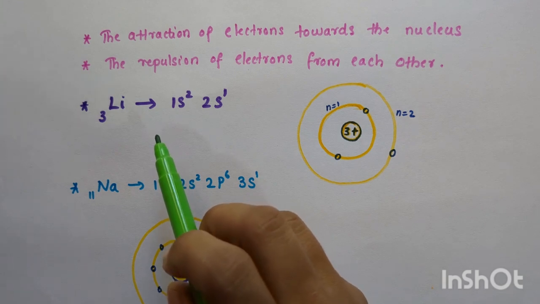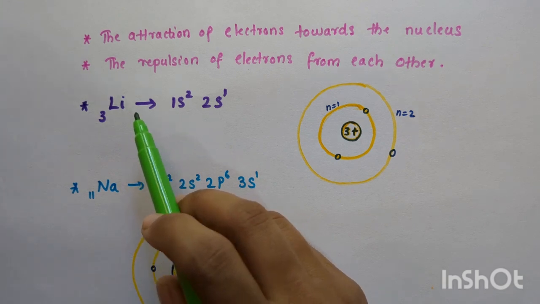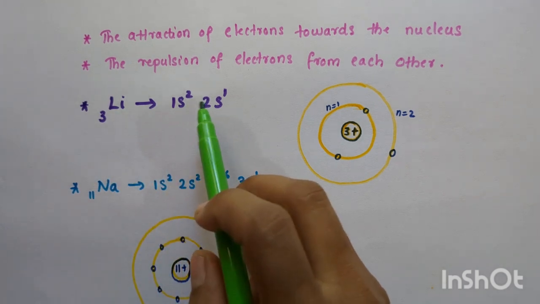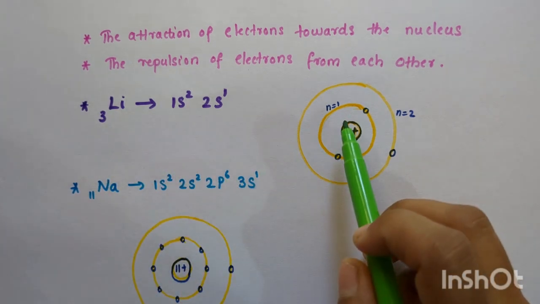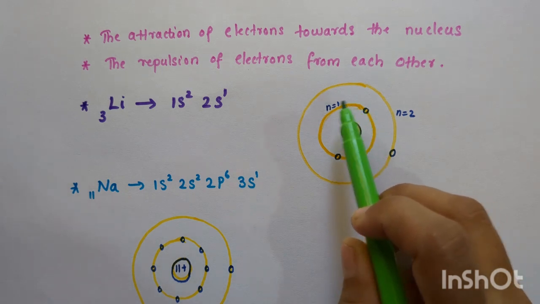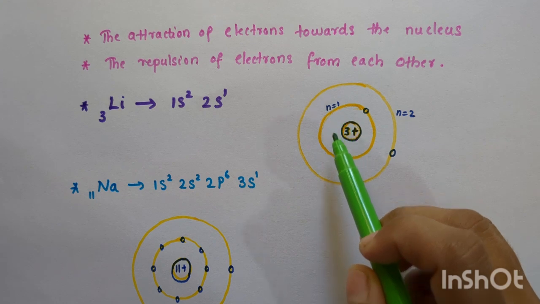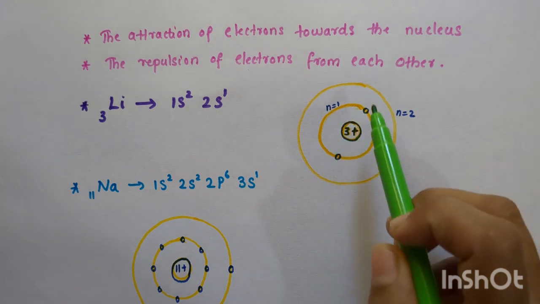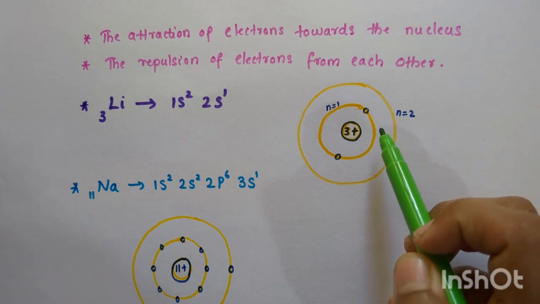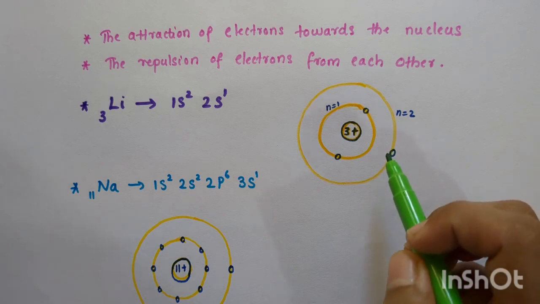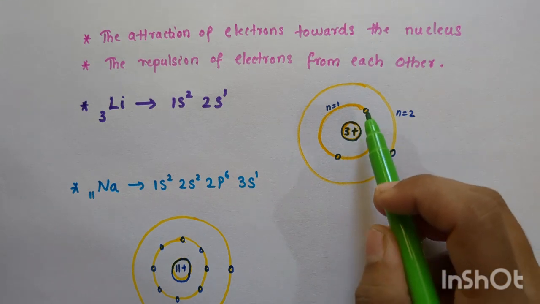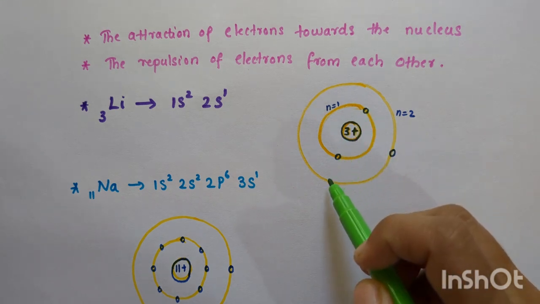So let us consider one example, the element lithium. Its atomic number is 3, electronic configuration 1s2, 2s1. For lithium there are 3 positive charges in the nucleus. 2 electrons are in the first principal quantum level, n equal to 1, and there is 1 electron in the n equal to 2 principal quantum level. So here the valence electron is the 2s electron. It is shielded from the nucleus by the inner core of 1s electrons.